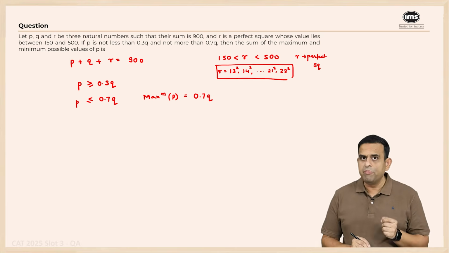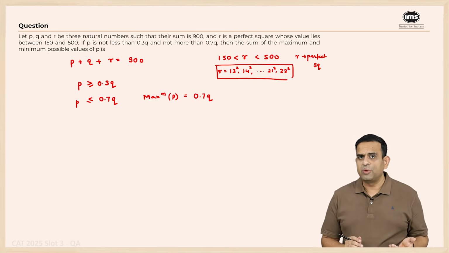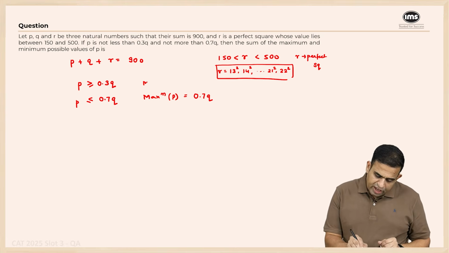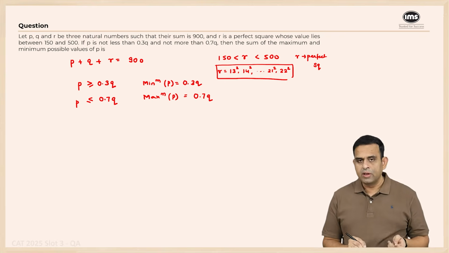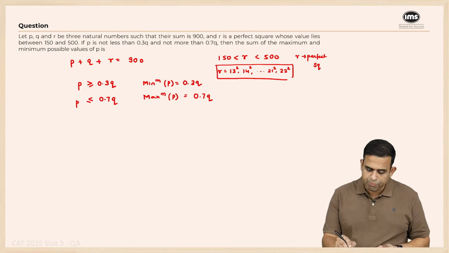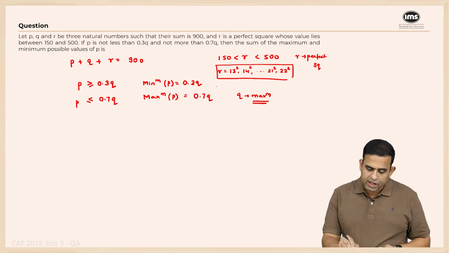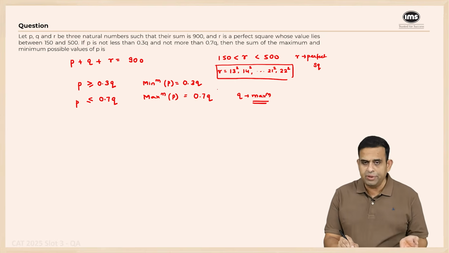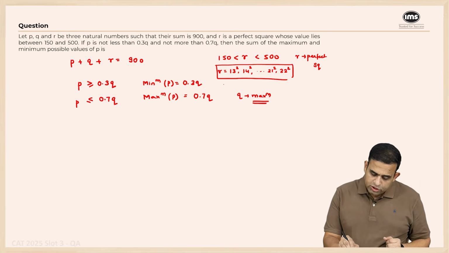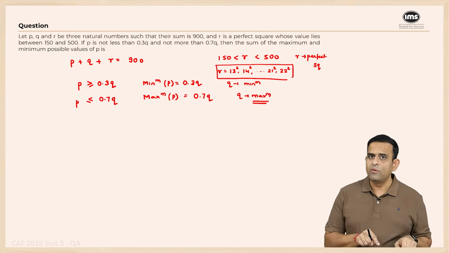And what can one say about the minimum possible value of p, because ultimately I have to find out the min value of p and the max value of p, and we want to add them up. The minimum value of p basically would be 0.3 times q. Now understand, if the max value of p will be 0.7q, and if you want to maximize the value of p, that means q also needs to be maximum in this case. And if you want to find out the lowest possible value of p, which is going to be equal to 0.3q, this will be achieved if q will be minimum. So q minimum will give you 0.3q as the minimum value of p.